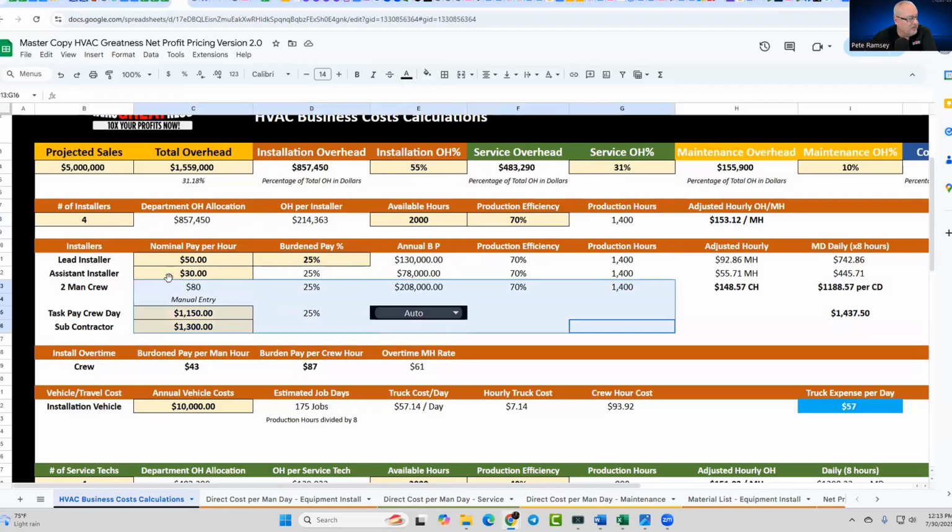We do a similar thing for this section, which is their labor. Right, if we're going to pay $50 an hour to the lead man and $30 to the helper, that's $80.